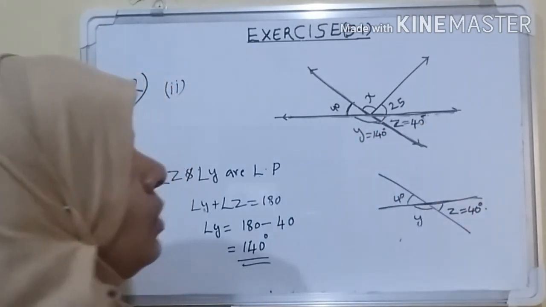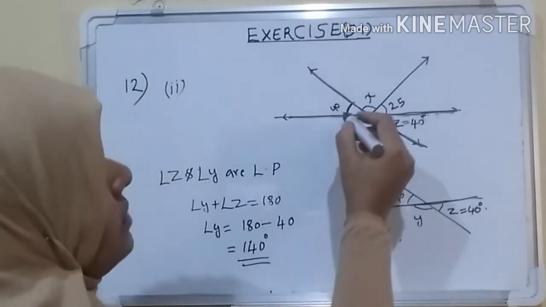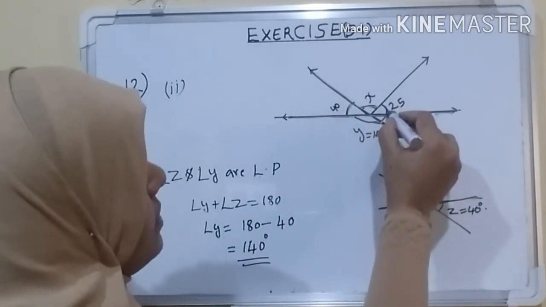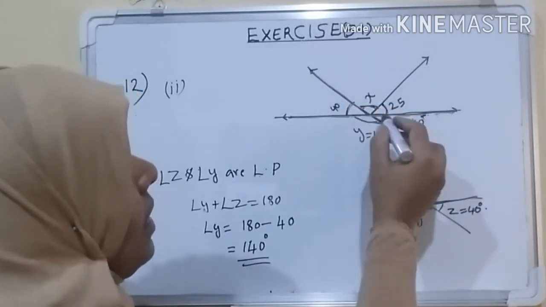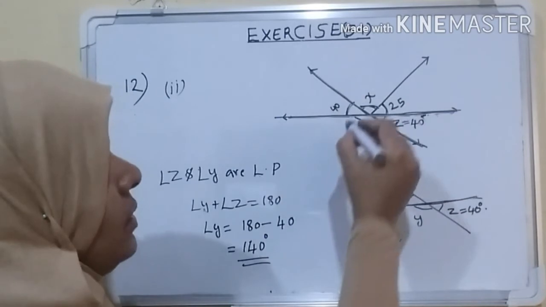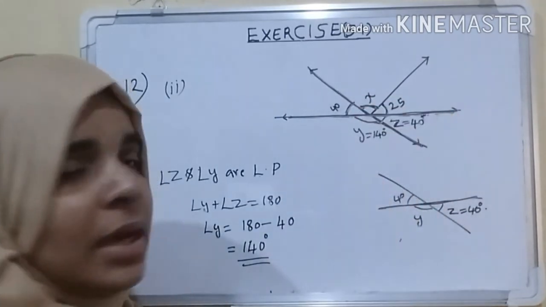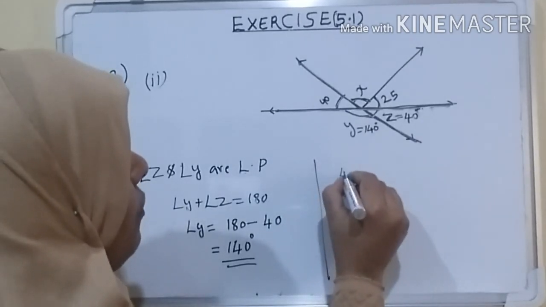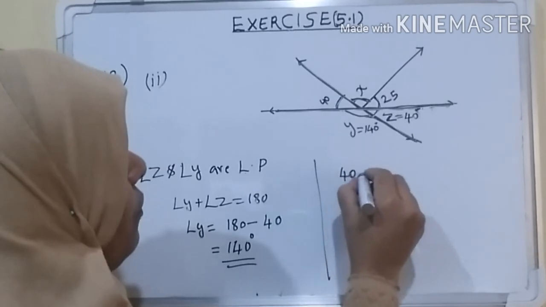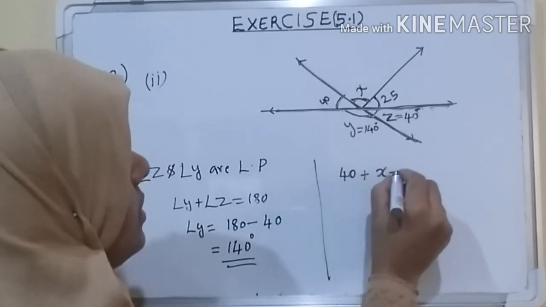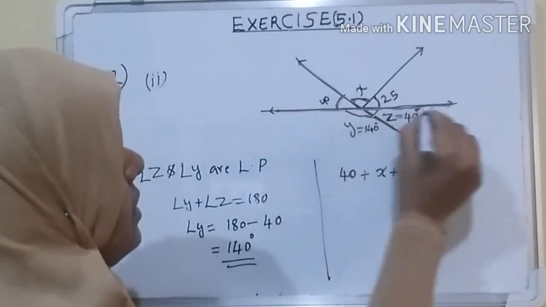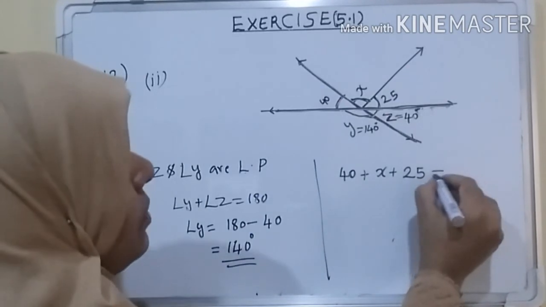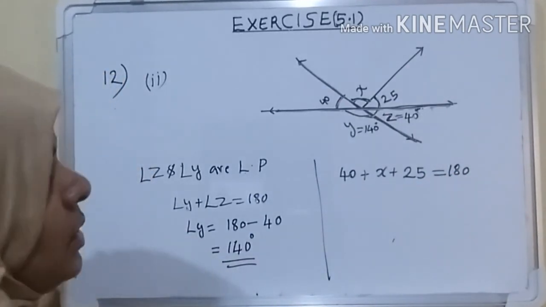Consider this line. What are the linear pairs? These three angles are a linear pair, right? Angle X, angle 25, angle 40. These three angles are a linear pair, so their sum also equals 180 degrees. So we can write 40 plus X plus 25. These three angles are lying on this line, so their sum is equal to 180 degrees.